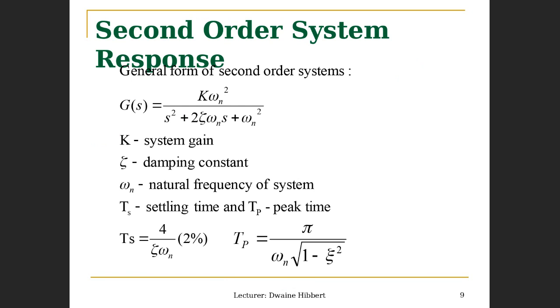We want to now look at the general format of a second order system, and this is what we're looking at right here. All second order systems can be written in this format: k omega n squared all over s squared plus 2 zeta omega n s plus omega n squared, where k is the system gain, zeta is the damping constant or damping ratio as you'd see in some material, and omega n is the natural frequency of the system. Those are the terms defined in the expression.